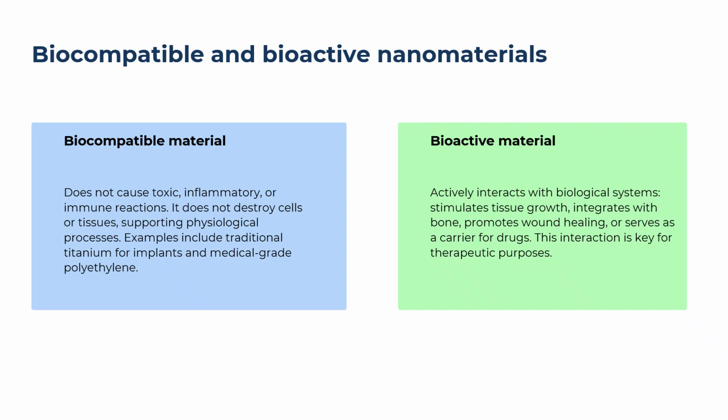Biocompatible and bioactive nanomaterials. A biocompatible material does not cause toxic, inflammatory, or immune reactions. It does not destroy cells or tissues and supports physiological processes. Examples include traditional titanium used in implants or medical-grade polyethylene. A bioactive material actively interacts with biological systems, stimulates tissue growth, integrates with bone, promotes wound healing, or serves as a carrier for drugs. This interaction is crucial for therapeutic purposes.